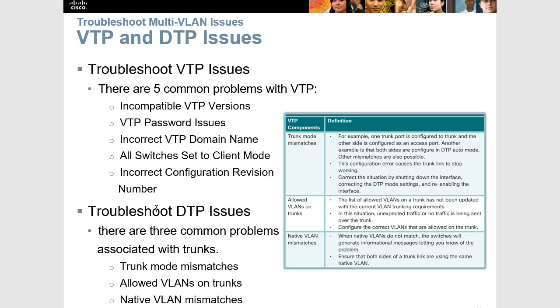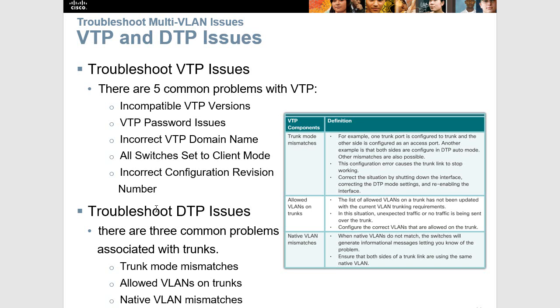port in access mode and a port in trunk mode, and they're trying to negotiate with each other. That's going to cause a mismatch and nothing is going to be formed. Make sure your allowed VLANs on trunks are correct. Make sure your native VLANs match. If they don't, then you're going to have connectivity issues there.